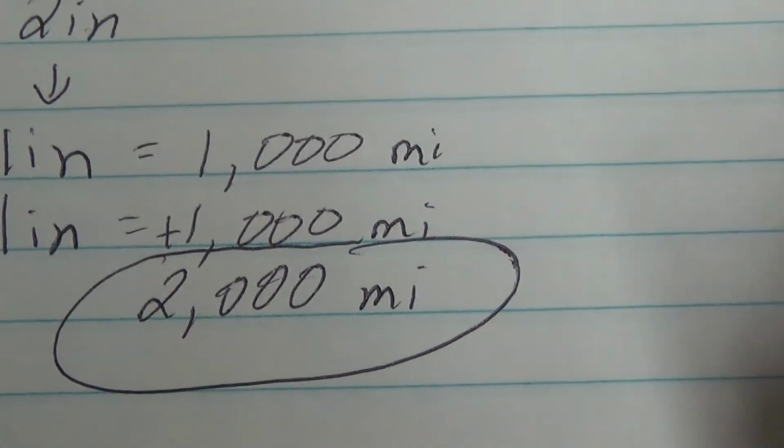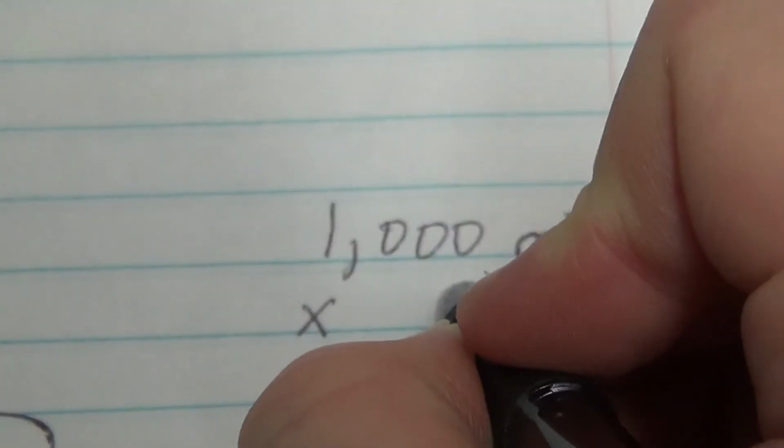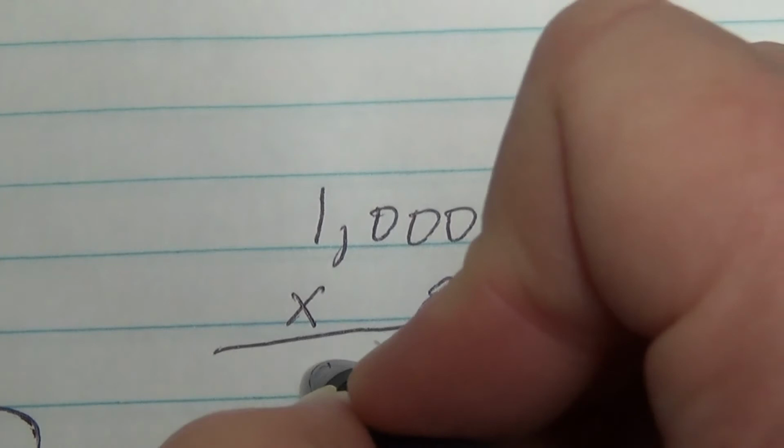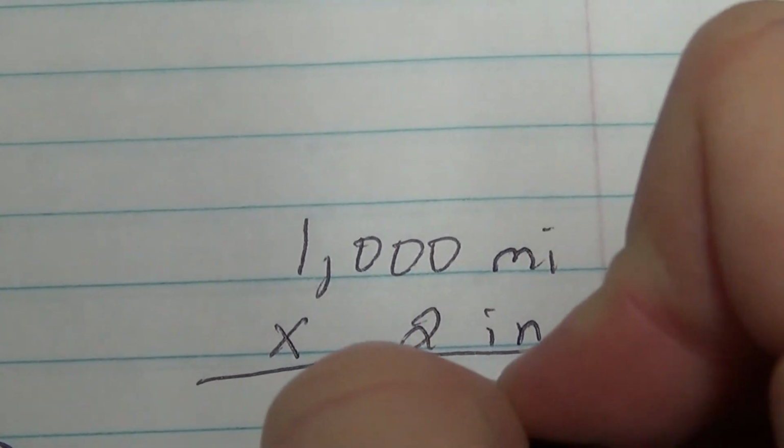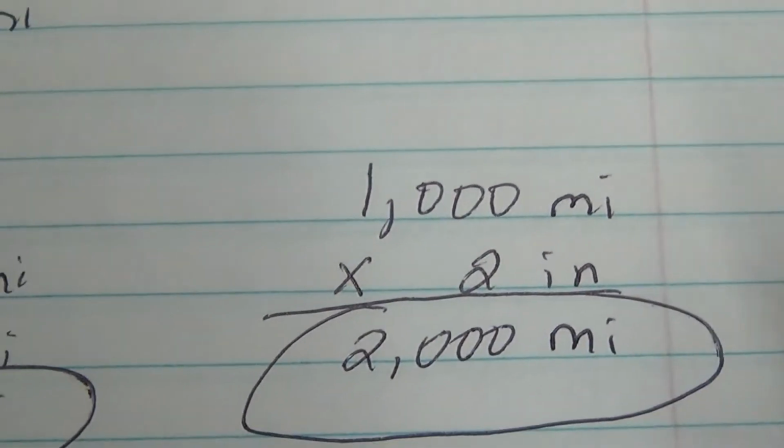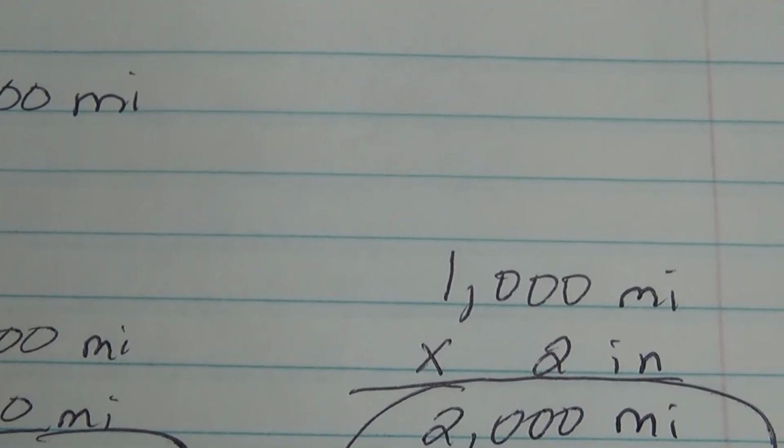Or you can multiply if you would rather. So 1,000 miles times the 2 inches, and that gets you 2,000 miles. So there are 2,000 miles between Darwin, Australia and Sydney, Australia.